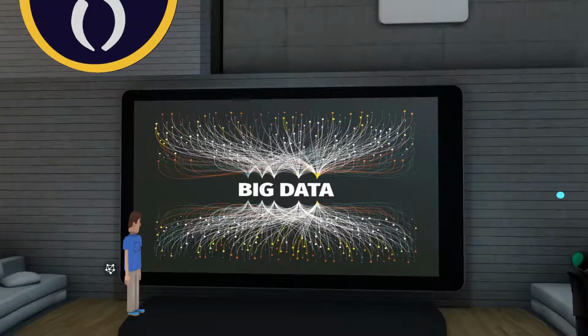But there are some problems, because with big data we're talking about a massive amount of information.